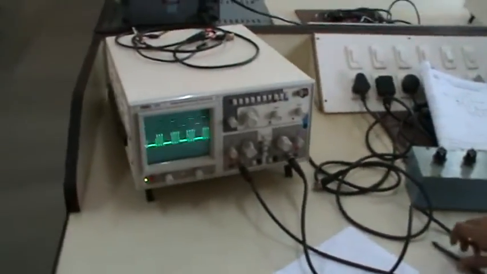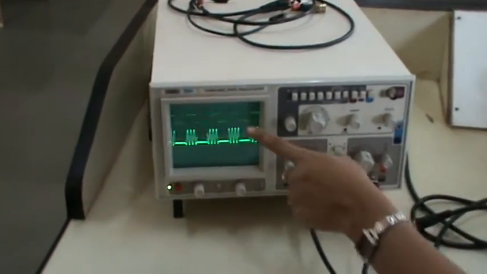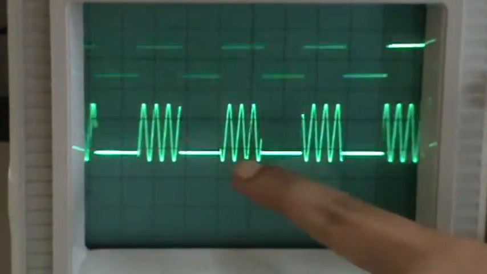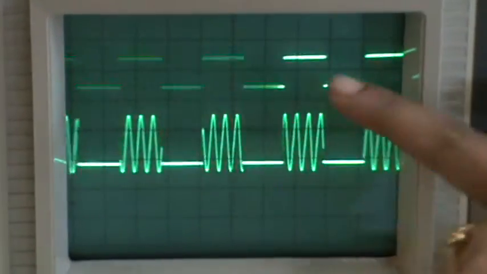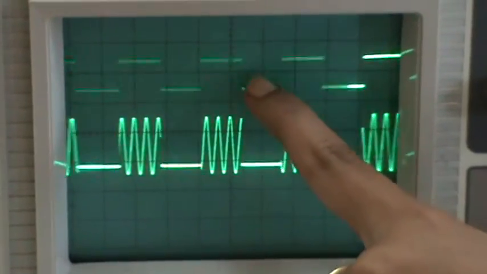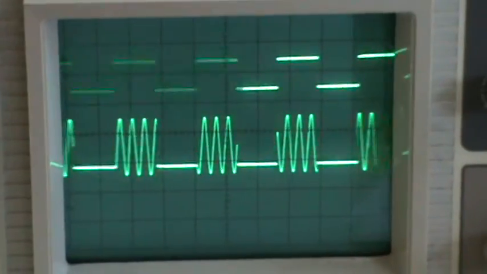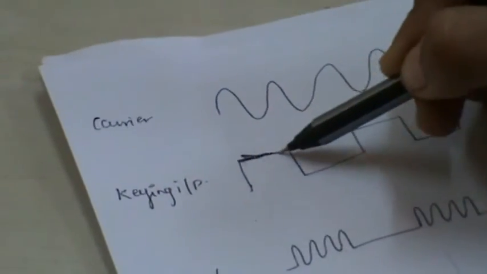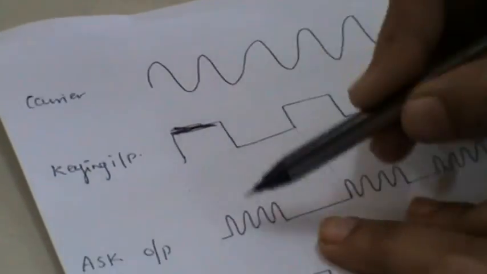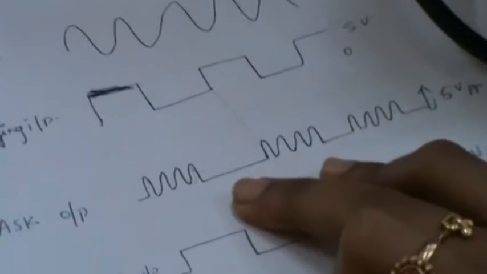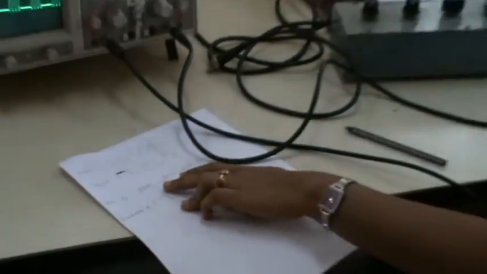Clearly you can observe, if I keep the message signal and the output signal together, wherever the message signal is high, there only you can see the high frequency component. That is the meaning of carrier and message signal multiplication. Wherever your message signal is high, in that place only you can see the output when it is multiplied with a carrier. So that is one observation.